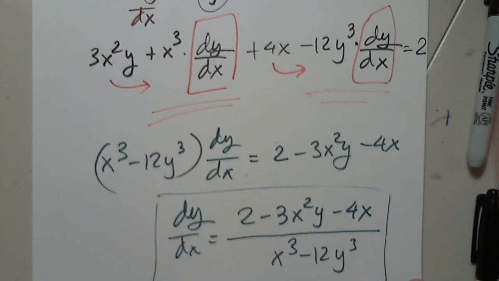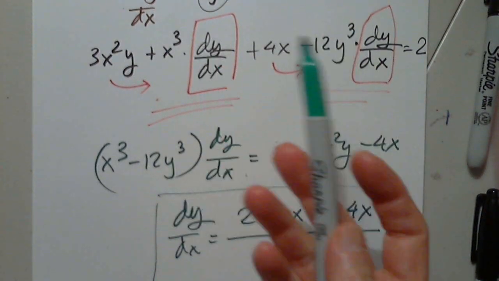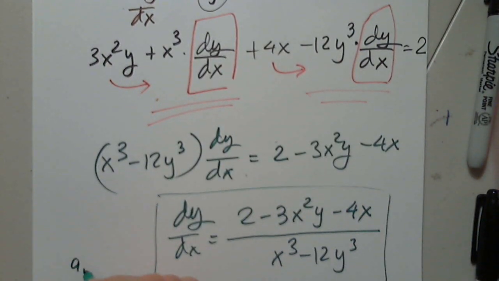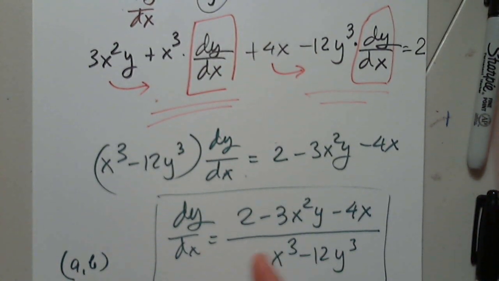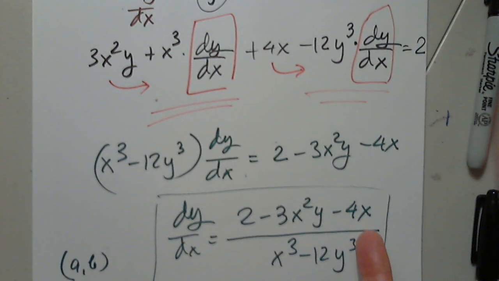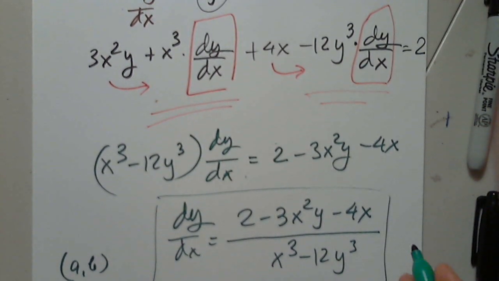Now, if I'm given a point, so let's say, I don't know, because it has to verify the equation. So let's say I'm given the point a comma b, and I'm asked to evaluate this at a comma b. I will replace x by a, y by b, x by a, x by a, y by b, perform the calculations, and get a number.